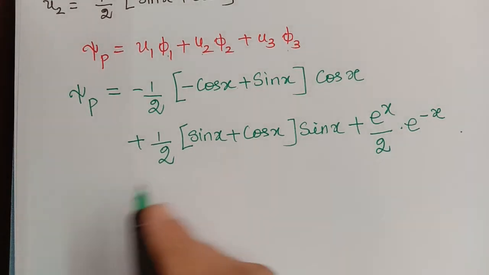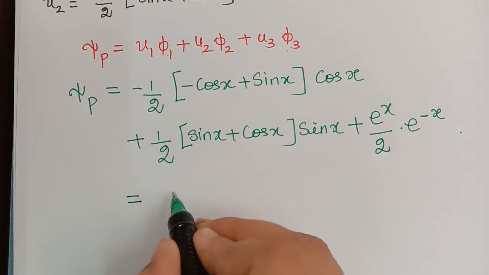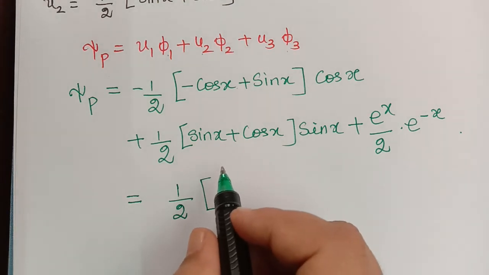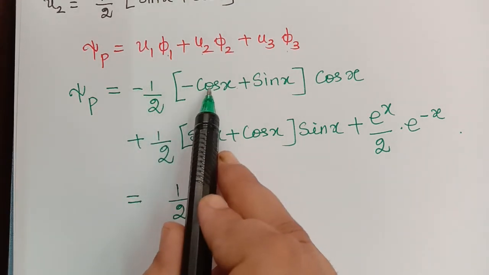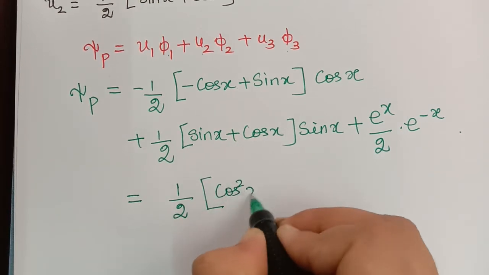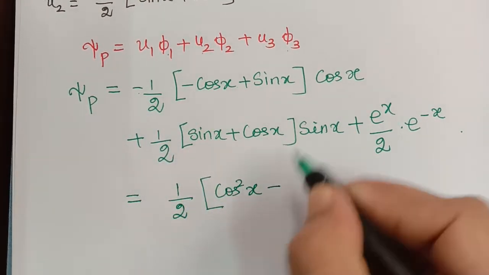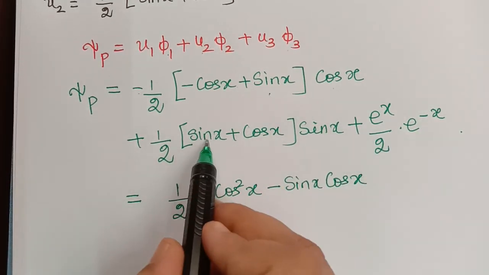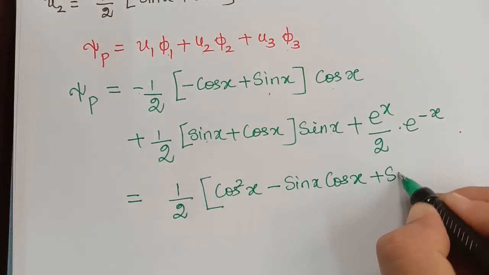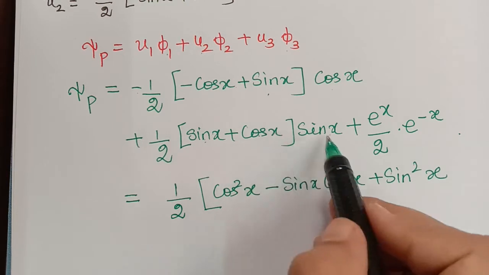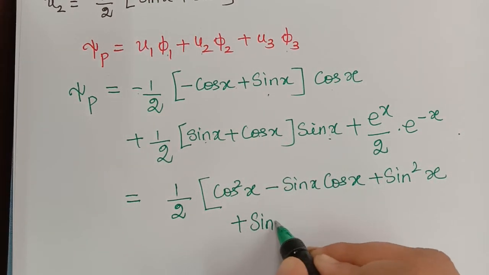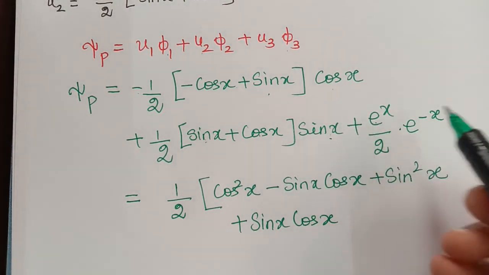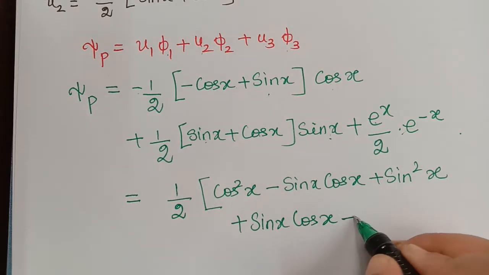So if we see 1 by 2 is common throughout, so we can take that out. So when we take it, we obtain this to be equal to 1 by 2, and this negative sign, when I take it inside, this becomes positive. Cos x into cos x is cos squared x, and then this becomes negative sin x cos x. So sin x cos x. Then after this, sin x into sin x, so plus sin squared x, and then cos x into sin x, so plus sin x cos x, and then e power x, e power negative x is 1 because these two get cancelled, so plus 1.